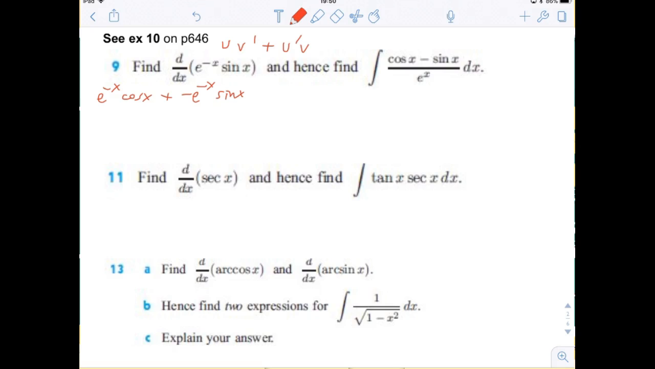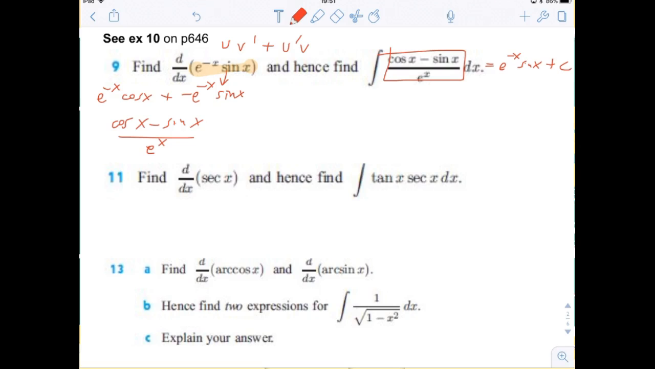in the denominator, because e to the negative x is the same thing as 1 over e to the x, right? We would have cosine x minus sine x divided by e to the x, right? And then do you see what happened here? We actually have the exact expression there. So the integral of cosine x minus sine x divided by e to the x, of course, is going to be the original expression here that we took the derivative of. So the answer is going to be e to the negative x sine x plus c.